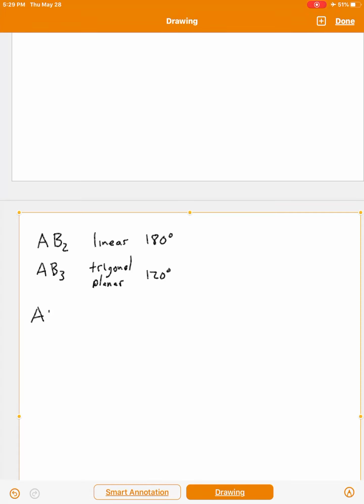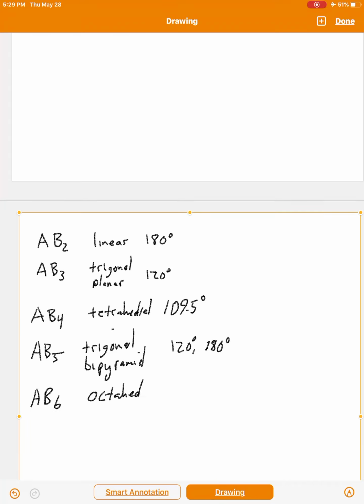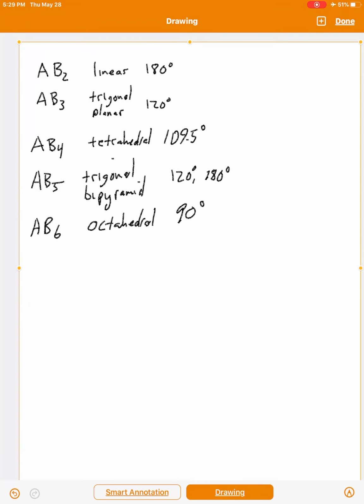If you have 4 surrounding atoms and no lone pairs, that's called tetrahedral. And the angles are all 109.5. If you have 5 surrounding atoms and no lone pairs, this is called trigonal bipyramid. Okay? And the angles here are, there's 2 angles, 120 and 180. And then AB6, 6 surrounding atoms. This is called octahedral. And these are all equidistant at 90 degrees. So those are the cases where you have no lone pairs. Now what happens is, when you have lone pairs, these angles change.